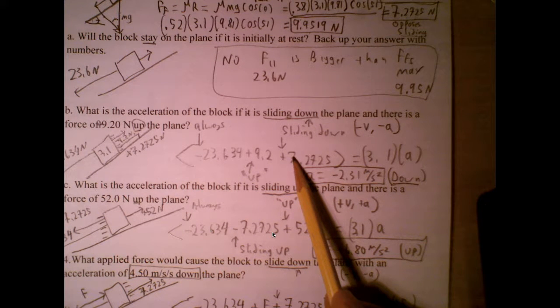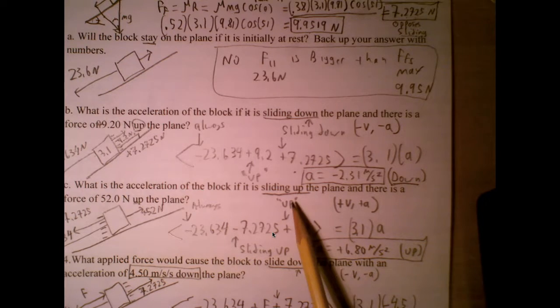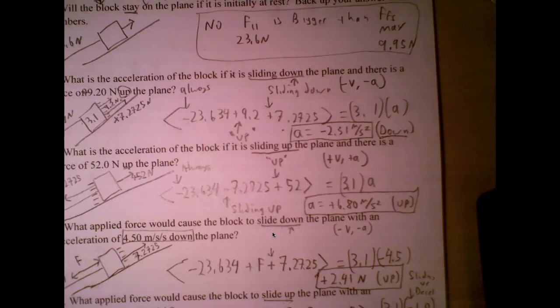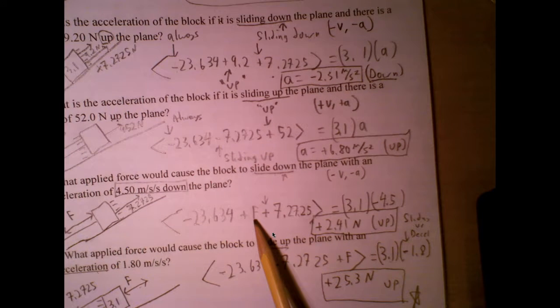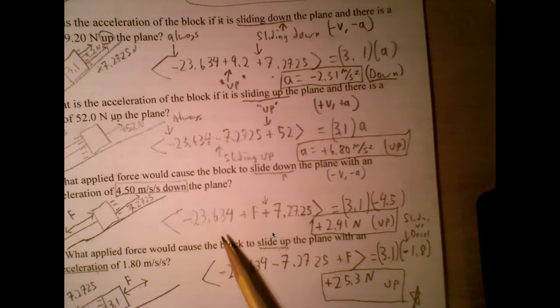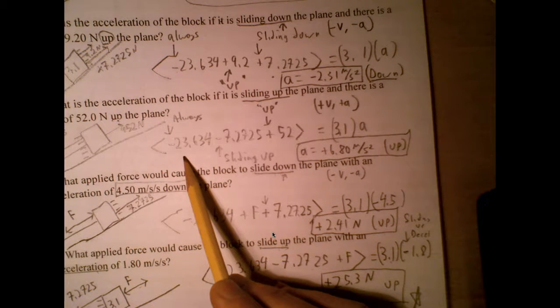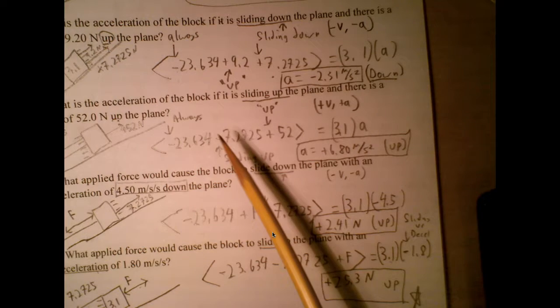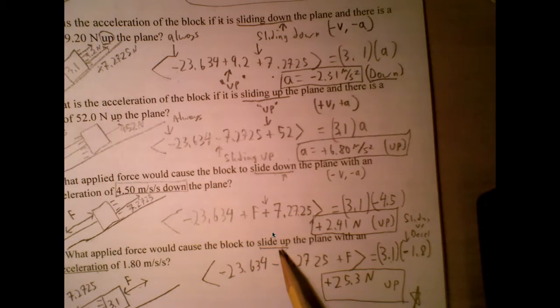If it's sliding up the plane, then that friction force is down the plane. Okay? For unknown forces, you always put those in as positive. This is always negative. It's always there. Every single problem has got that, right? The friction force, you've got to look at which way it's sliding. Unknown forces are always positive.